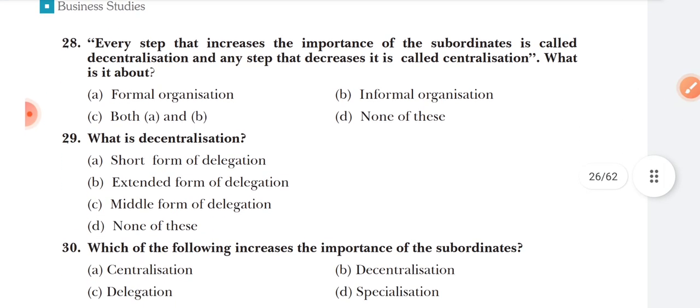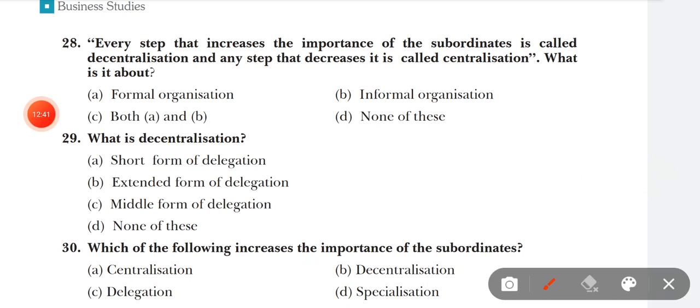Now question 30. Which of the following increases the importance of subordinates? Option A, centralization. Option B, decentralization. Option C, delegation. Or option D, specialization. And the correct option of this question is option B, decentralization.